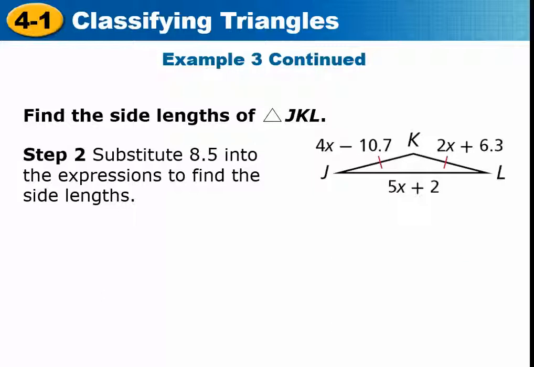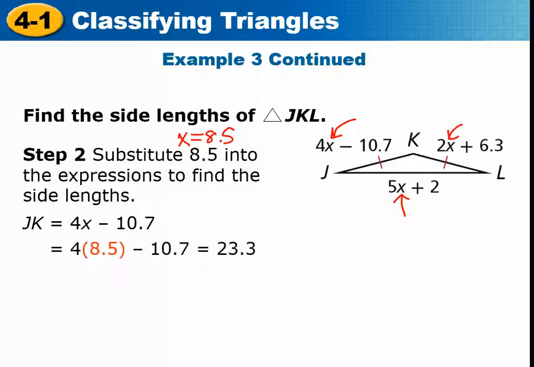Oh, now they're changing it to find the side lengths of JKL. So now we found that x is equal to 8.5, and now we'll just substitute that in here, here, and here. However, some of you might have already said, wait, why do I have to substitute it into both 4x minus 10.7 and into 2x plus 6.3? You don't, because JK is the same length as KL. So you could just do it into one and then say that's the same.